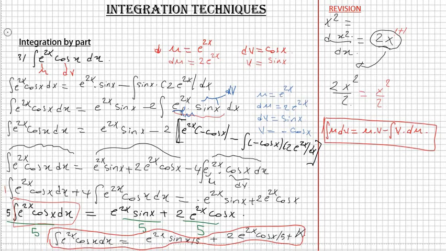Here you just need to make sure that you write this properly, because someone may think that we have sine x over 5 only. So you actually need to divide the whole thing by 5. Same thing here: you have 2e to the power of 2x cos x. Everything needs to be divided by 5.